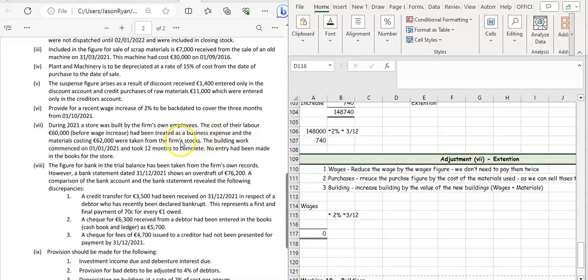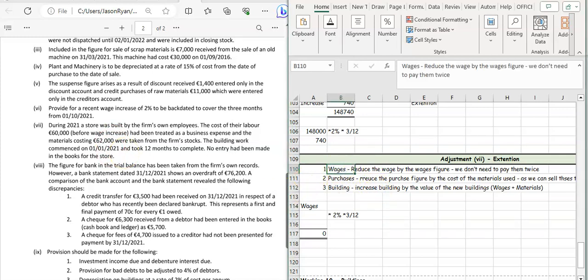So remember, if we take it from our stock, it's not closing stock. We need to adjust as purchases. Okay, because we can't sell this stock back on to get the money back from our purchases. So we need to reduce our purchase of raw materials by 62,000. And that means we also need to increase our buildings by 62,000 as well, because that's the value of our buildings that they've increased by.